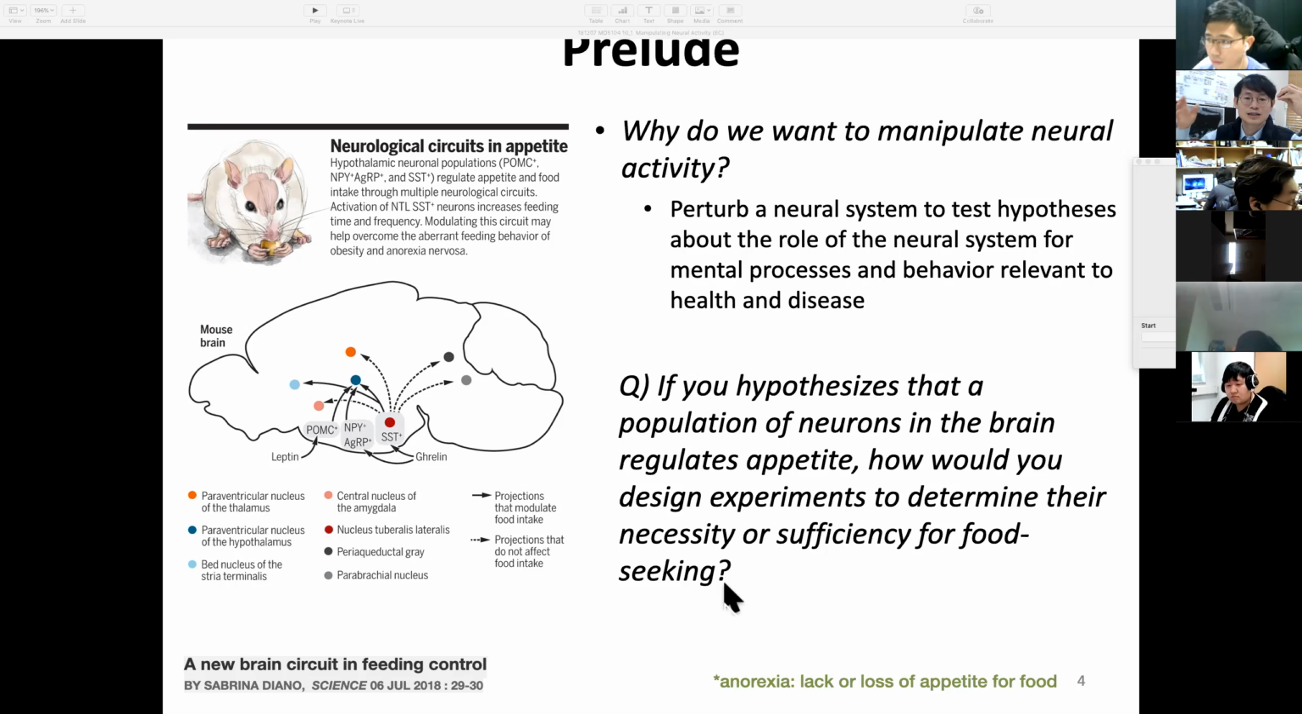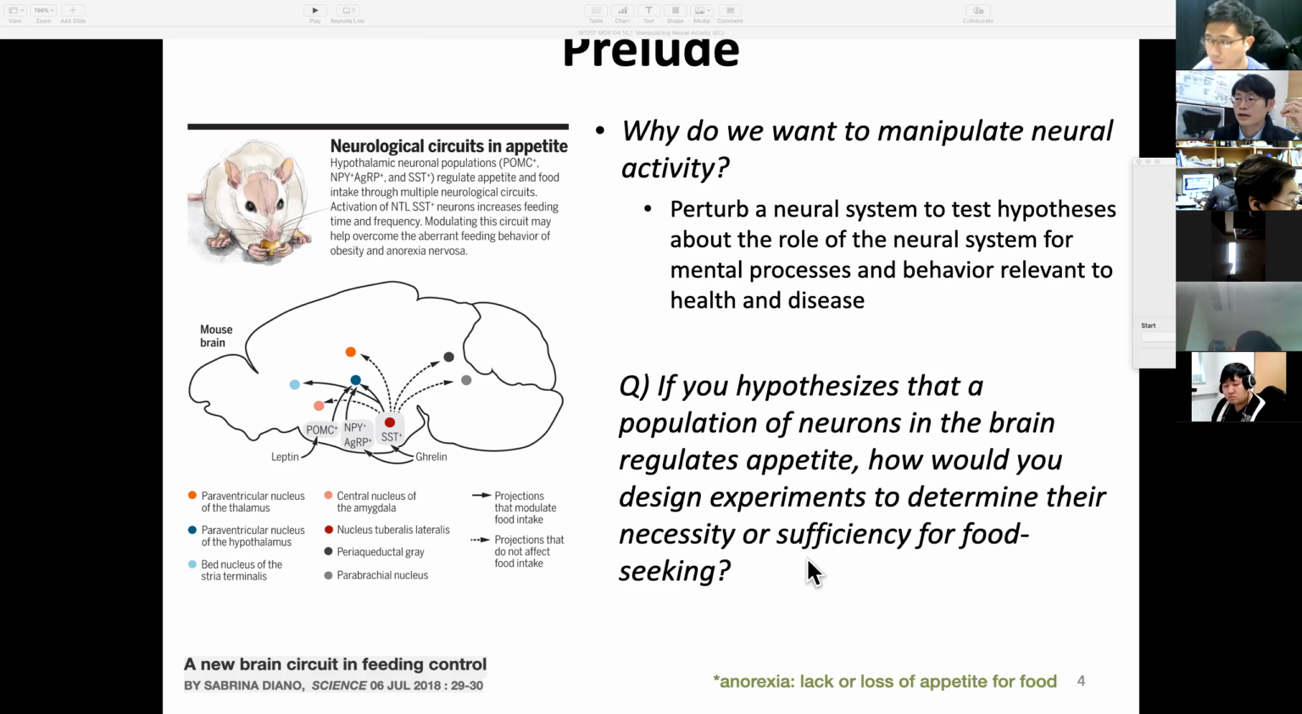Maybe you can just eliminate that part of the brain, take it out, and see if the animal is not eating anymore. Then we can at least think, maybe that area is necessary for food seeking. But you have to be very careful about the interpretation of this.